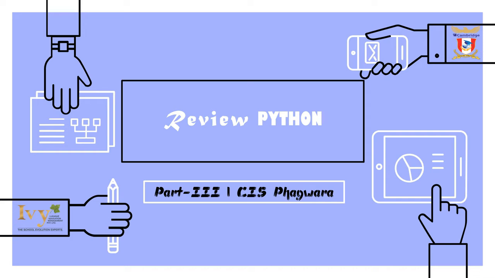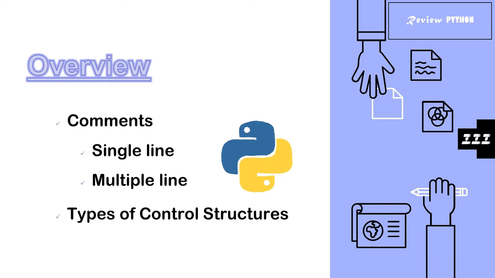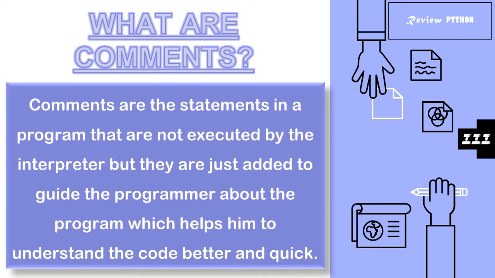Chapter Review Python. So without wasting much of your time, let's go to the overview of what we are going to do today. Today we are going to do two things. First one is the comments that we can add in Python. Basically these are categorized into single line comments and multiple line comments, and we'll know what they are. The second thing that we are going to do is the types of control structures. So without further ado, let's start with what comments are.